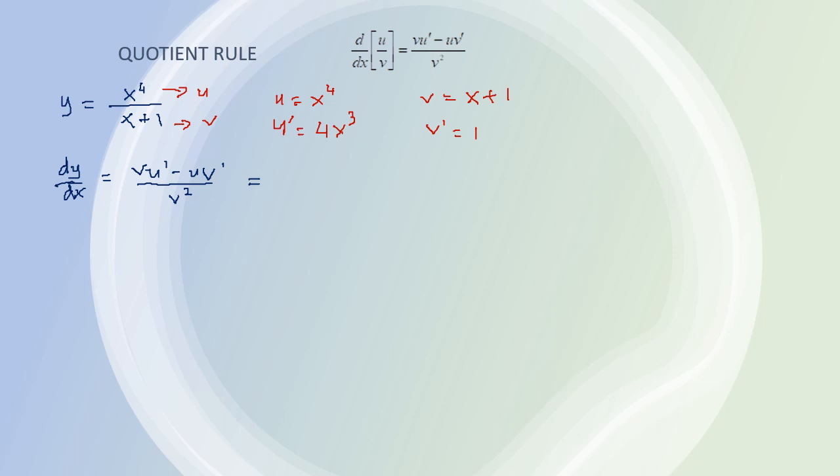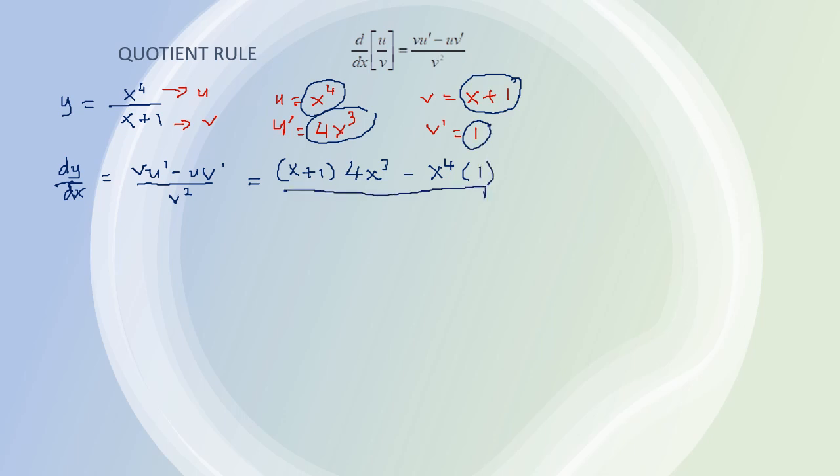So substitute into our formula. First substitute v, which is x plus 1, so we have x plus 1 multiplied by u prime. U prime is 4x cubed. 4x cubed minus u, which is x to the power of 4, multiplied by v prime. V prime is 1. And then divide by v squared. V squared is x plus 1 squared.